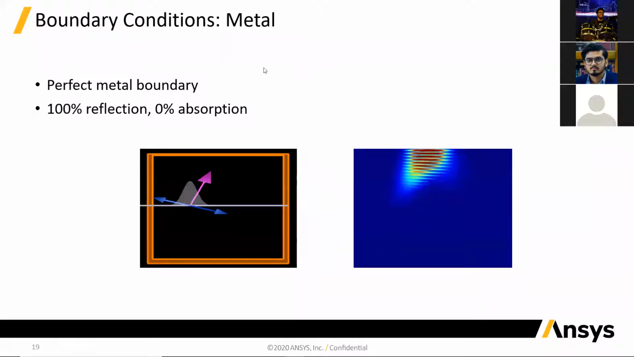So here we have an example of the metal boundary condition. You can see a Gaussian beam of light coming from the top. Here you can see that we have a perfect metal boundary at the top surface. And so as light goes to the boundary, you can see that it reflects 100%, and there's no absorption on that top surface. So if you have a metal boundary condition in your simulation region, this is what you would use.